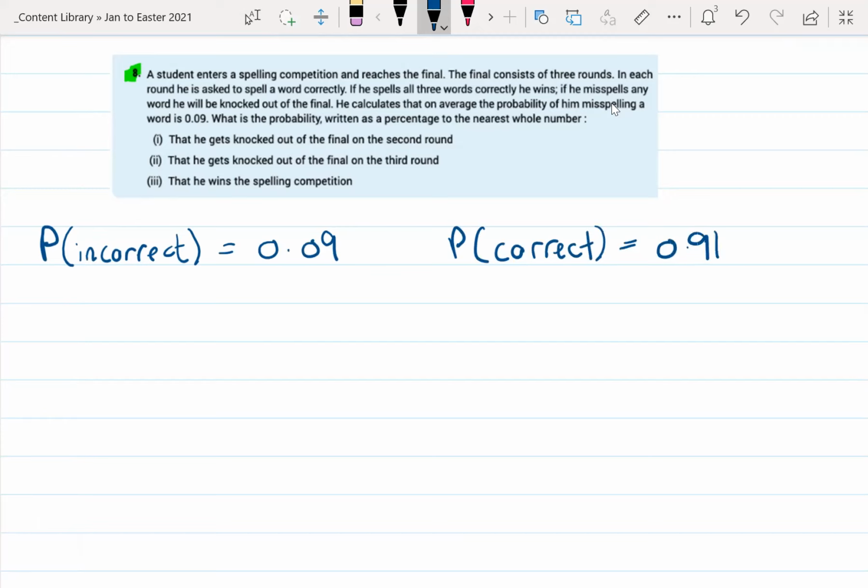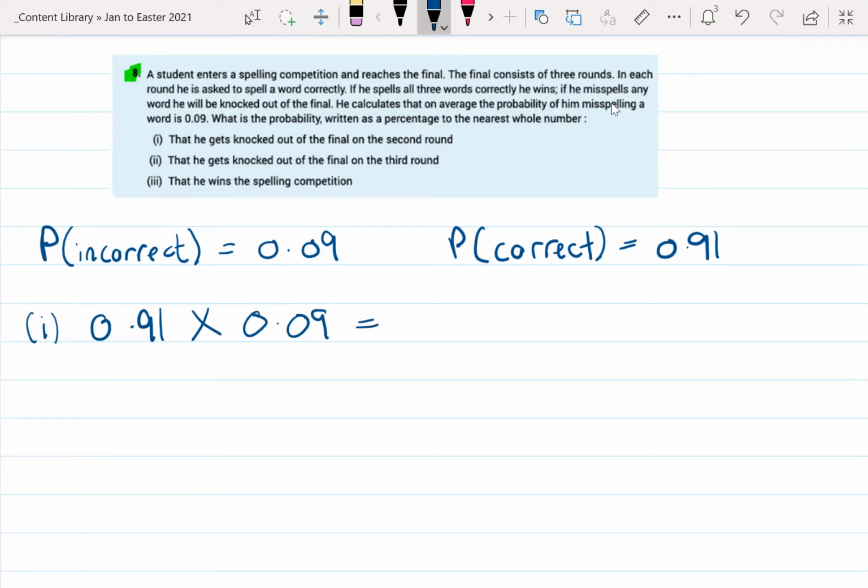Now, what's the probability written as a percentage that he gets knocked out of the final on the second round? Well, that must mean he got correct on the first round, and then got it wrong in the second round. So got it correct on the first round, so that must be 0.91. And means multiply. Got it wrong in the second because he got knocked out. Okay. So that's what they're looking for there.